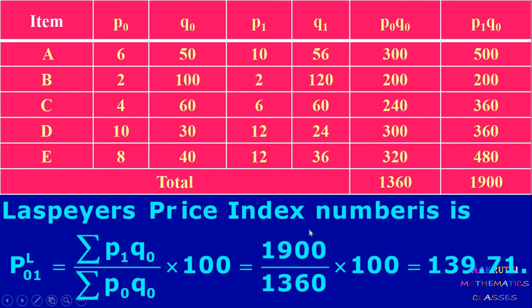Then Laspeyres price index number is ΣP1Q0 divided by ΣP0Q0 into 100. Here ΣP1Q0 is 1900 and ΣP0Q0 is 1360. Substituting these values, we get 1900 divided by 1360 into 100. So the answer is 139.71. Therefore, Laspeyres price index number P01 of L equals 139.71.